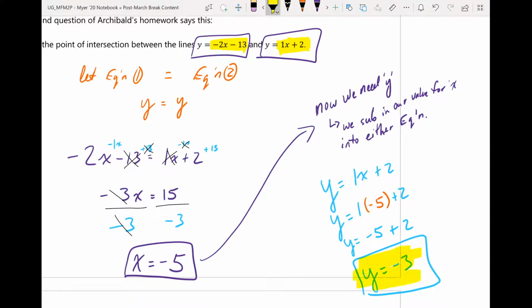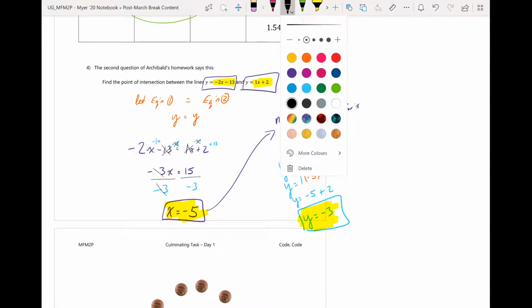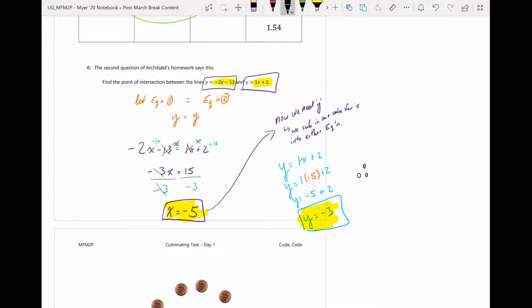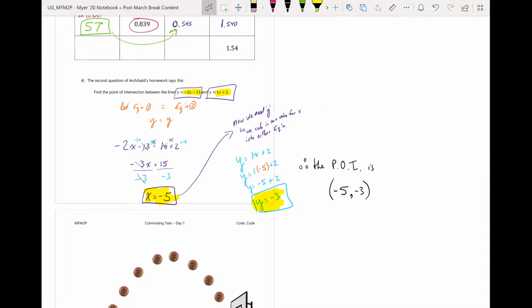So we have the 2 points now. And so we take a summarizing statement, and we would say, therefore, the point of intersection is, and we put our x value in, -5, and then we put our y value in, -3. And again, your equations will be different from mine. So you will have a different point of intersection, but the process is the exact same.